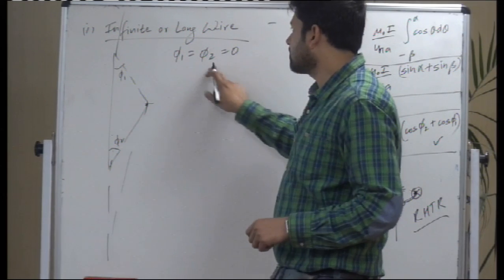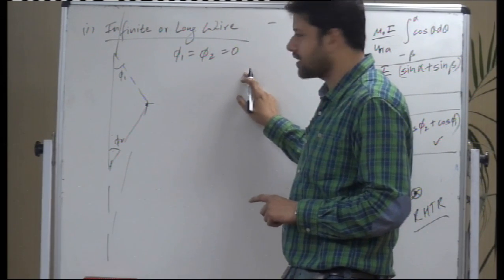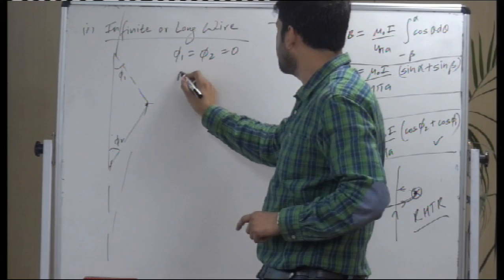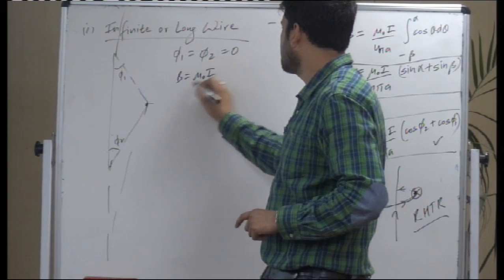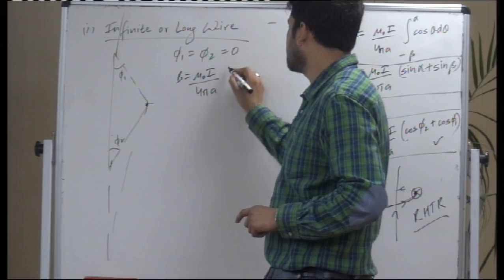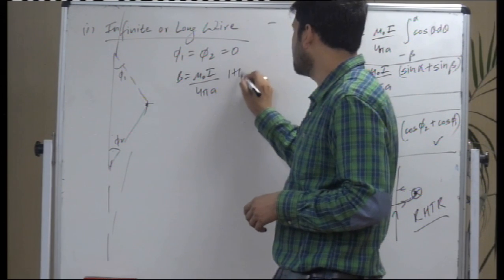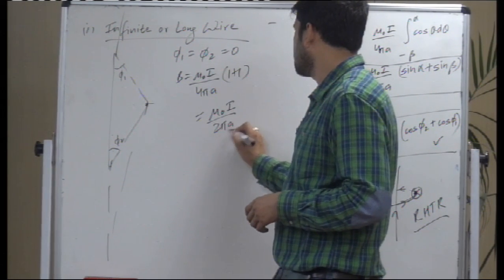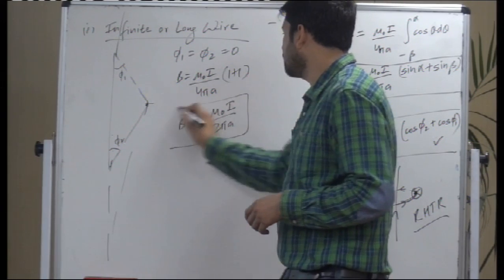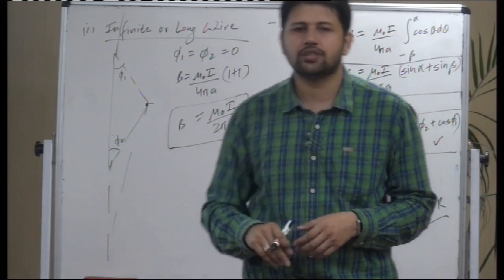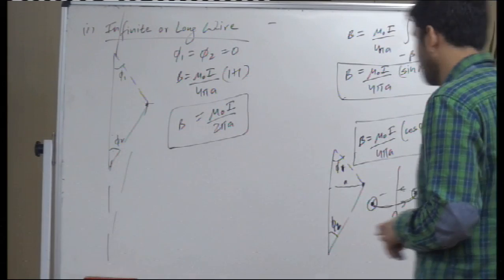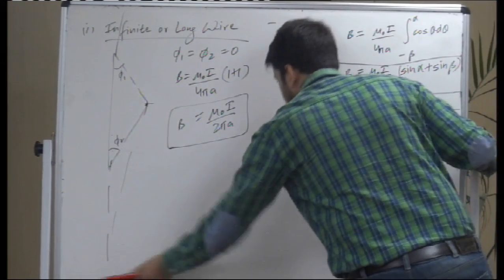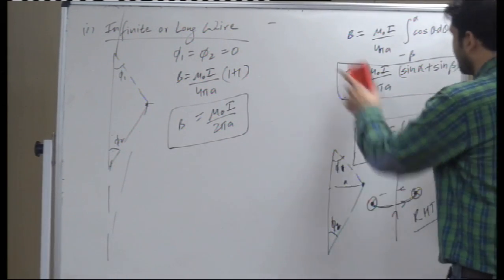So phi 1 is equal to phi 2, which is 0, right? And B would be how much? Mu naught I upon 4 pi A, cos 0 plus cos 0, which is 1 plus 1, 2. This you already know, but this was calculated using what? Ampere's law.